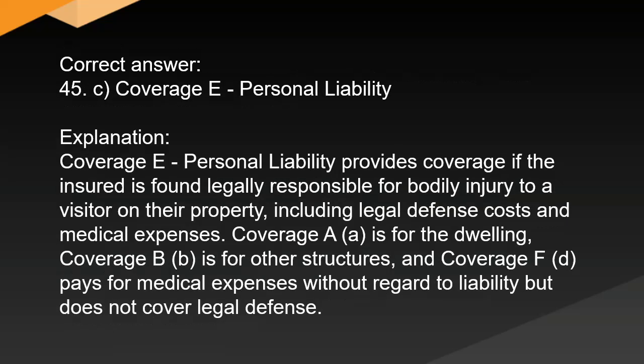Correct answer: C. Coverage E, personal liability. Explanation: Coverage E, personal liability, provides coverage if the insured is found legally responsible for bodily injury to a visitor on their property, including legal defense costs and medical expenses. Coverage A is for the dwelling, Coverage B is for other structures, and Coverage F pays for medical expenses without regard to liability but does not cover legal defense.